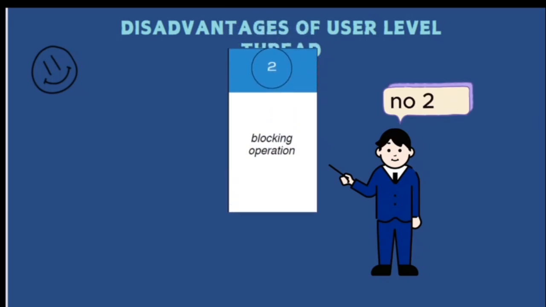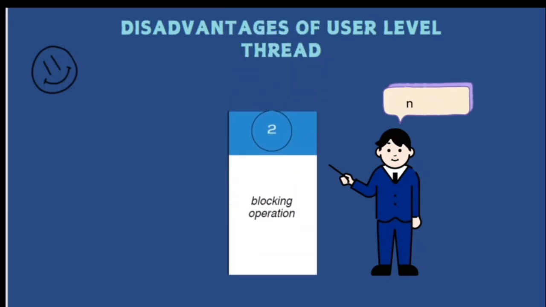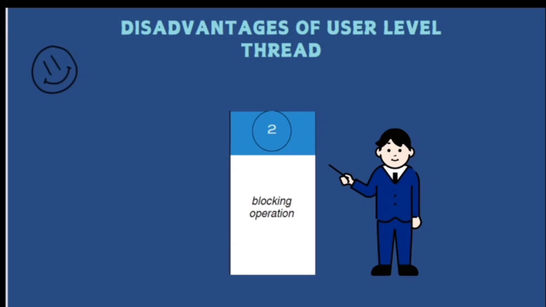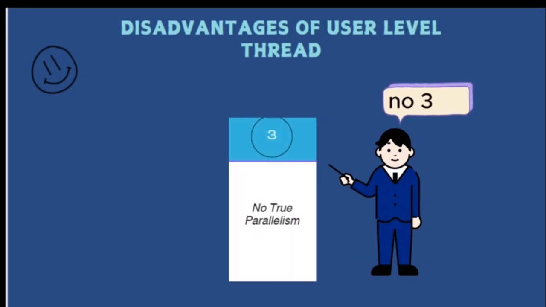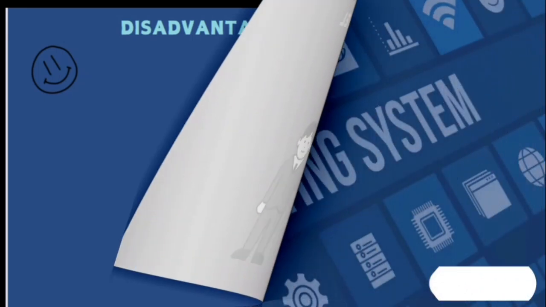The second one is blocking operation. If a user-level thread blocks due to I/O or other reasons, all threads in the same process can be blocked, leading to a poor utilization of resources. The last one is no true parallelism. User-level threads cannot execute in true parallel on a multi-core system since they are managed by a single kernel-level thread.